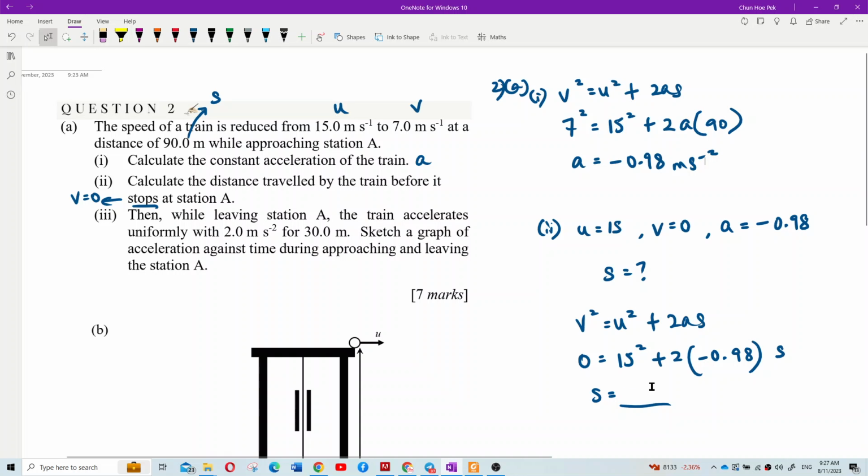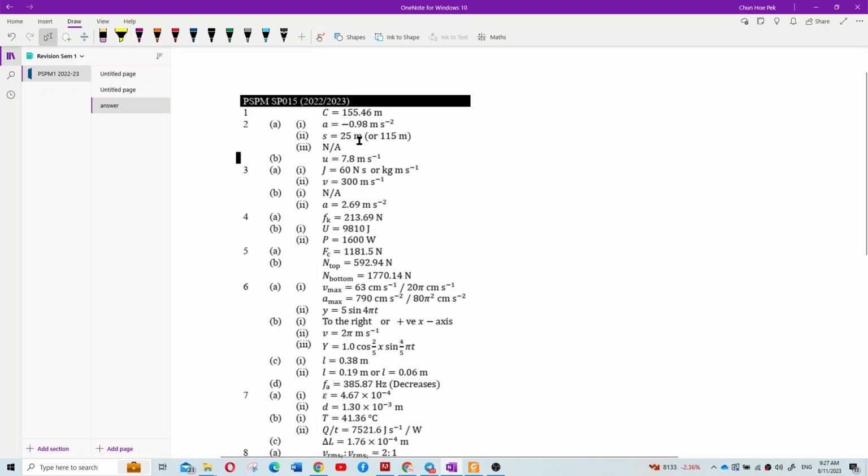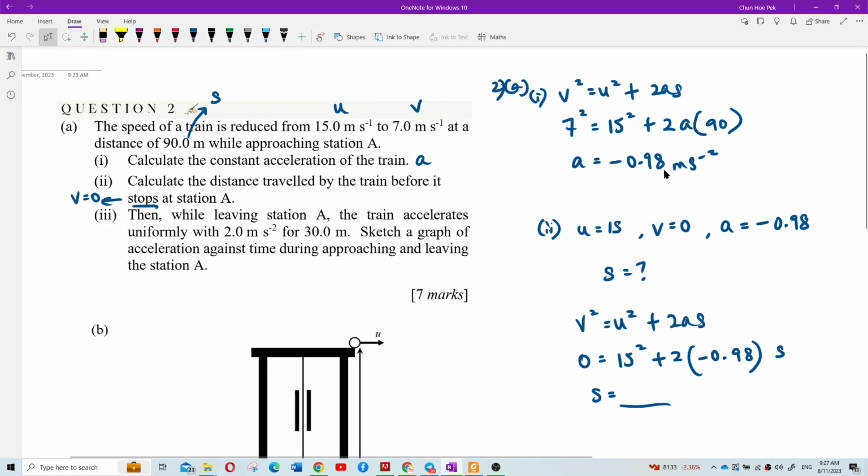Okay, so find the distance traveled. So distance traveled is, yeah, got two answers lah. Either 25 or 115. Why got two answers, class? Because 115 starts from the very beginning. 25 is after it travels 90 meter. So my one is 115. Okay, my one is total distance, and this one should be 115.